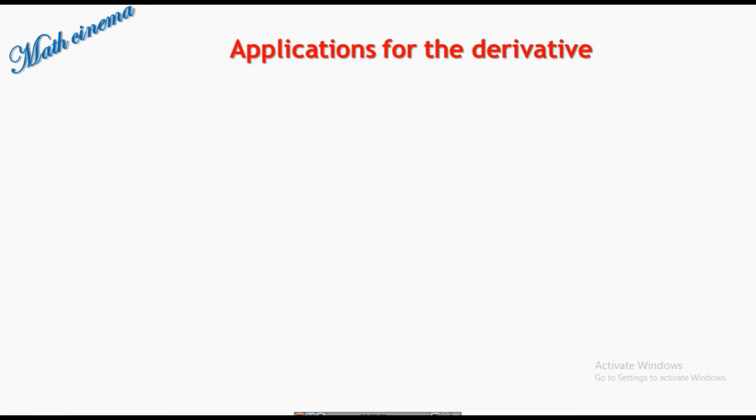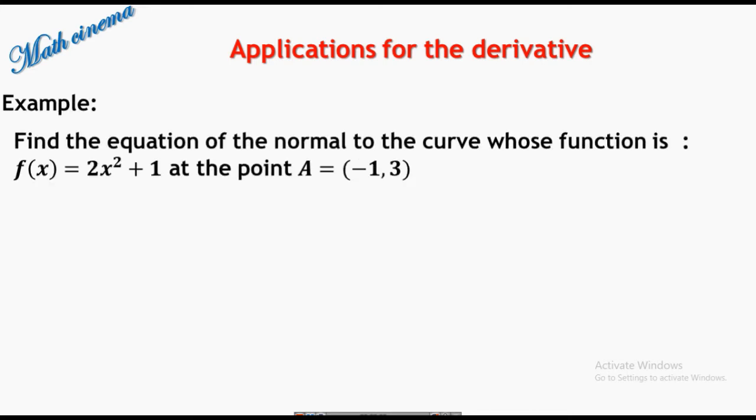So let's take an example. Find the equation of the normal to the curve whose function is f of x equals 2x power 2 plus 1 at the point A equals (negative 1, 3). First of all, you are going to get the first derivative. 2 times 2 equals 4, so 4x plus 0, because 1 is a constant and the derivative of a constant equals 0.